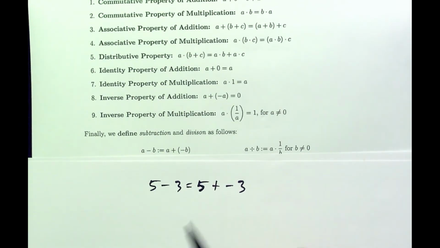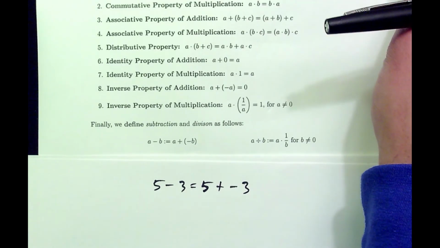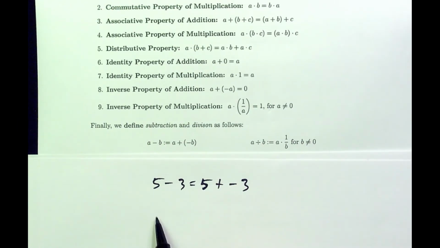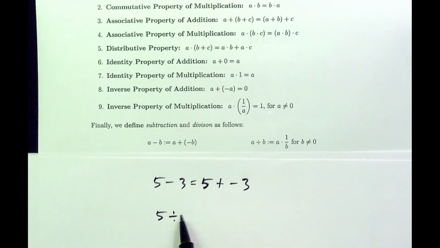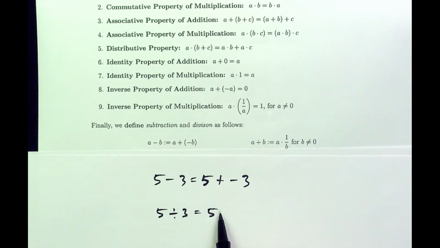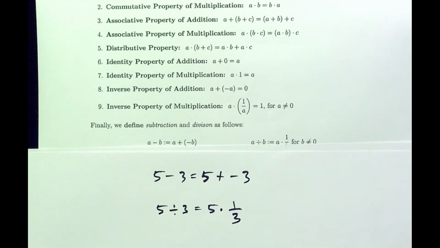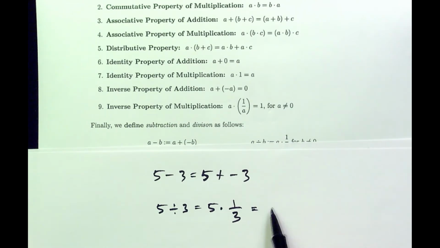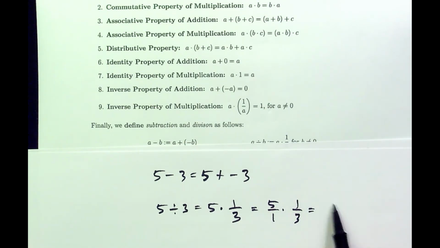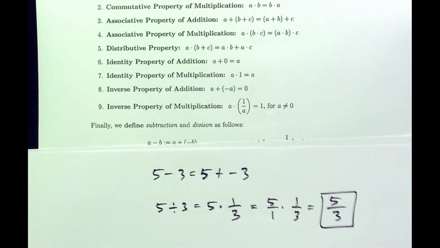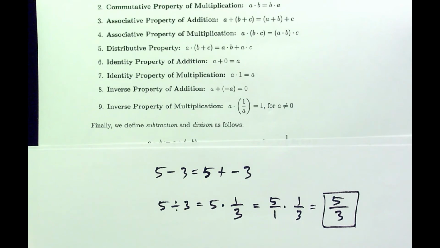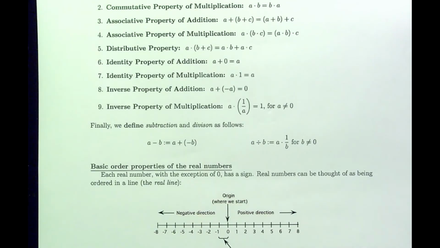And then any division can be converted to a multiplication, multiplication by the reciprocal. 5 divided by 3 is the same as 5 times 1 over 3. And then you multiply across. 5 is like 5 over 1. 5 times 1 is 5, 1 times 3 is 3. So you will get 5/3. Okay, so any division can be converted to a multiplication.